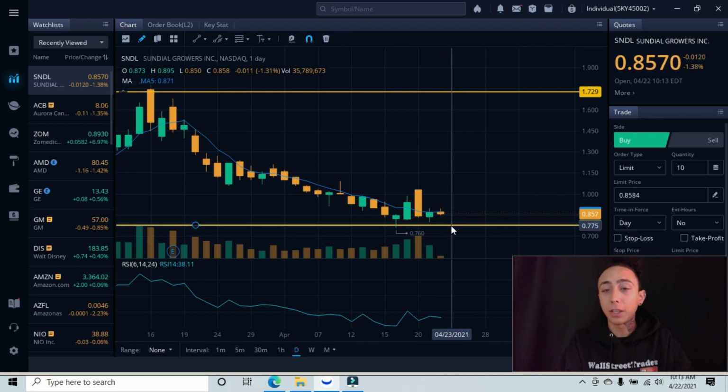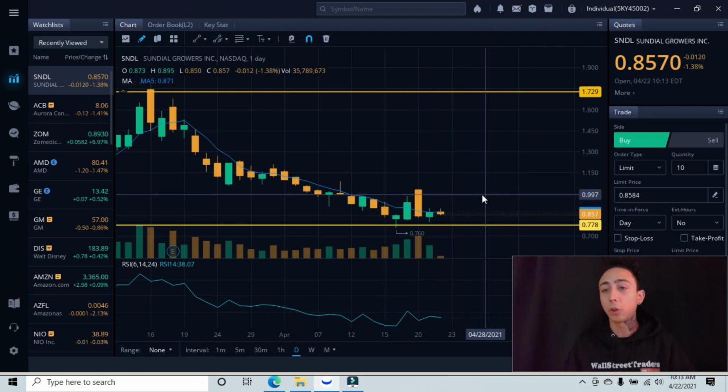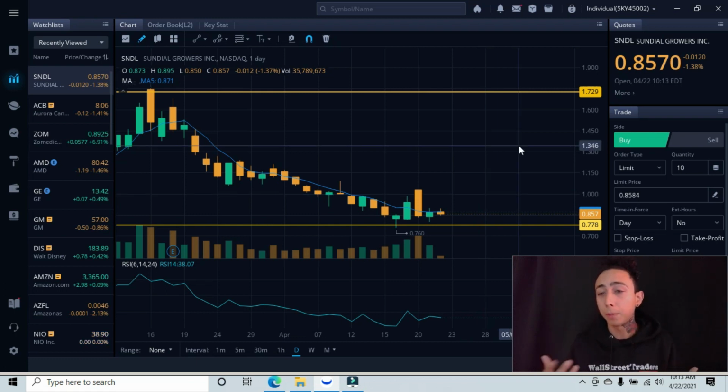And then obviously, if you're a safer trader, you can wait for us to break above this minor resistance and come back down and create a new floor, that being in the dollar area. And then your stop loss and your target would be a little bit different if you're day trading or scalp trading. Just keep that in mind.